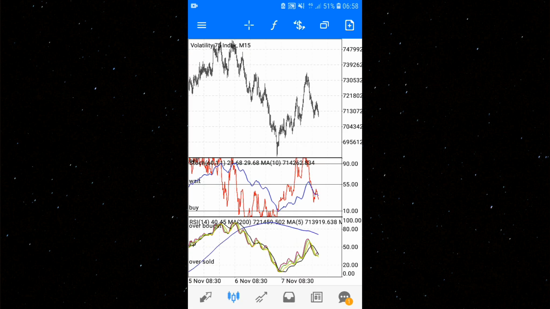So once we have applied all the settings as I have just illustrated, you should have a beautiful money downloading screen on your MT5 phone, just like me.